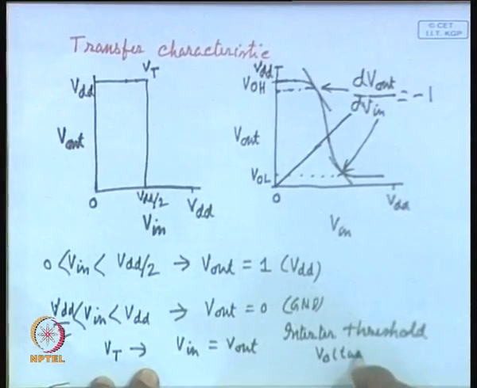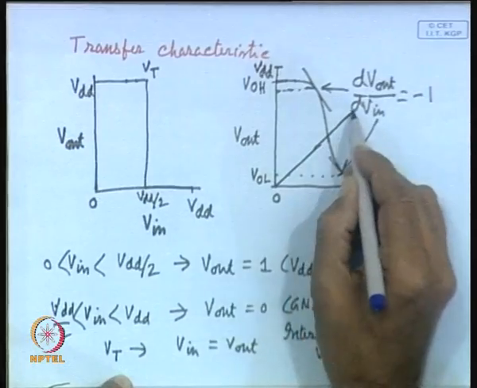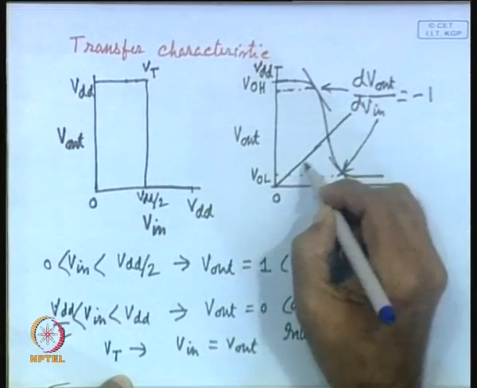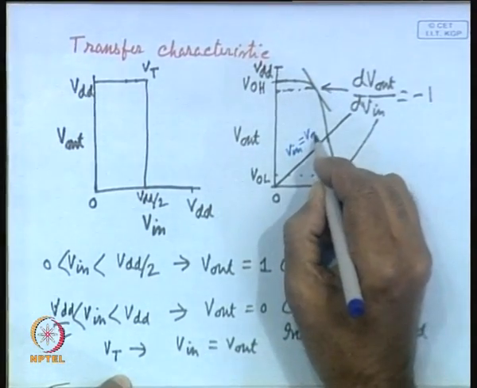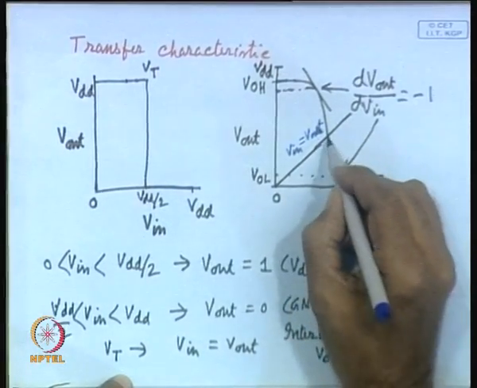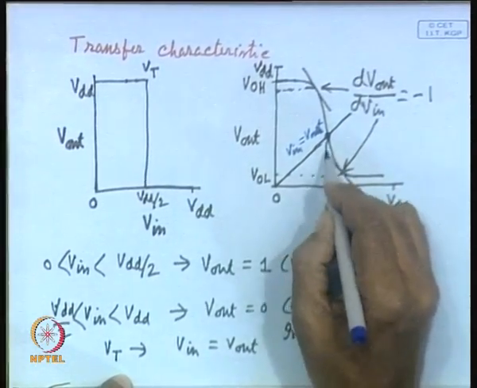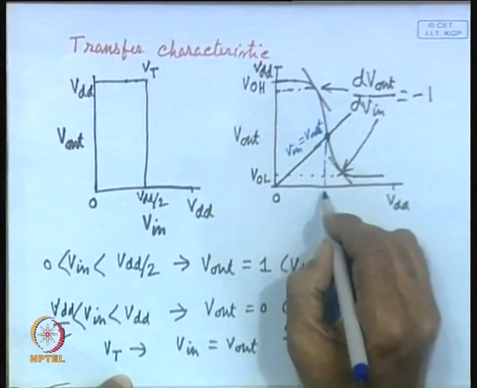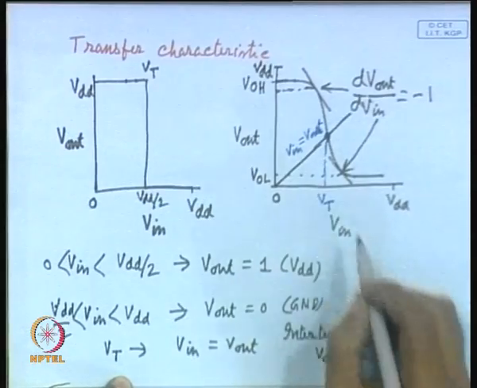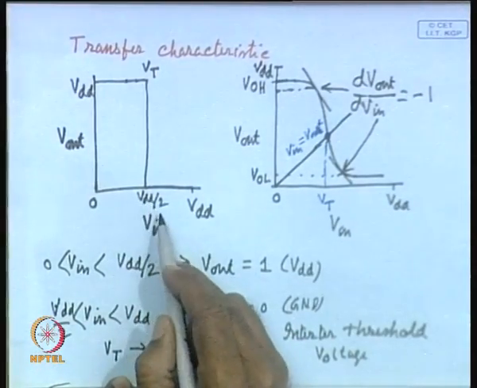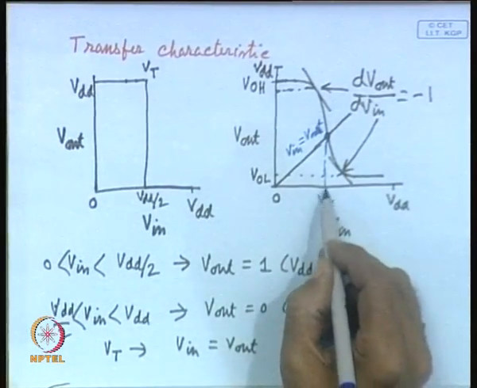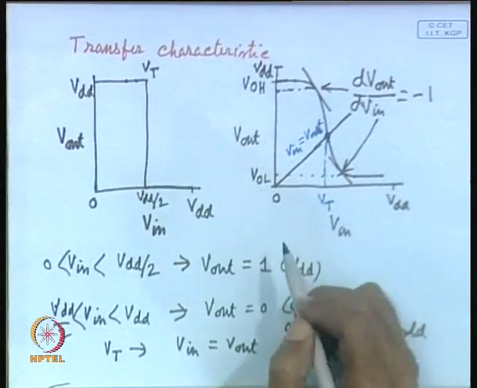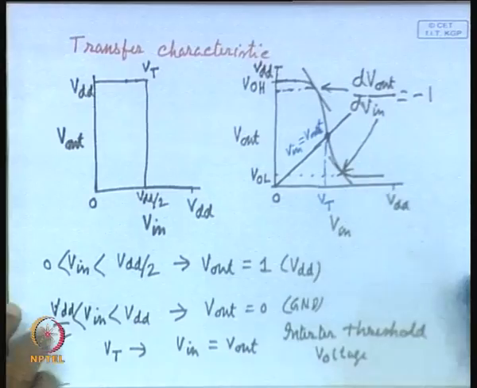So, inverter threshold voltage also need not be equal to VDD by 2. This is actually a line which has been drawn where V in is equal to V output. So, this is the point where it is crossing, and this particular voltage need not be equal to VDD by 2, but this is represented as VT. So, VT in the ideal situation is VDD by 2, but in practice it need not be VDD by 2; it can be less than VDD by 2 or more than VDD by 2. We shall see on what parameters it will depend.